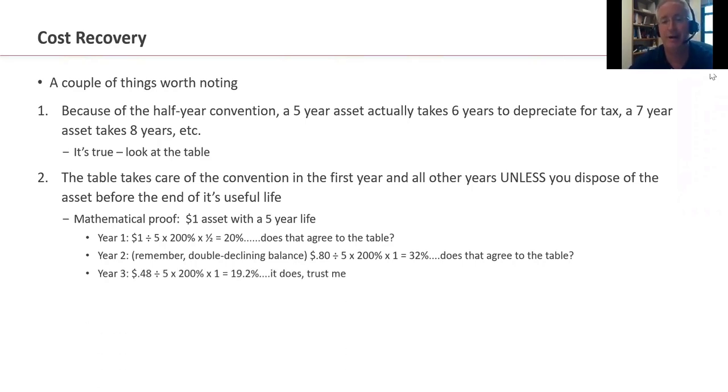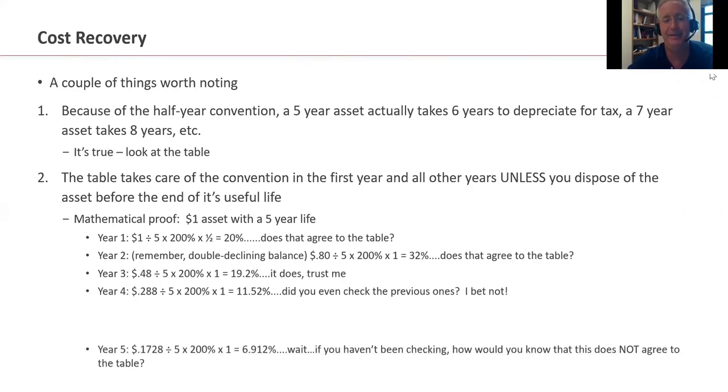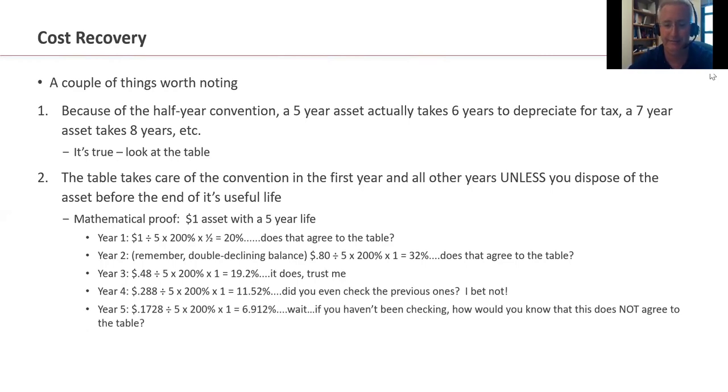In year three, now my declining balance is down to 48 cents. Divided by 5, multiplied by 2, multiplied by 1, 19.2. Does that agree to the table? Yeah, it does. Year 4, now my declining balance is down to 28.8 cents. Divided by 5, multiplied by 2, times 1. Does that equal the table amount? Yeah, it does, even if you haven't been checking it. Year 5, now my declining balance is down to 17.28 cents, divided by 5, multiplied by 2, times 1, I get 6.912. If you had been checking, you would know that does not agree to the table.